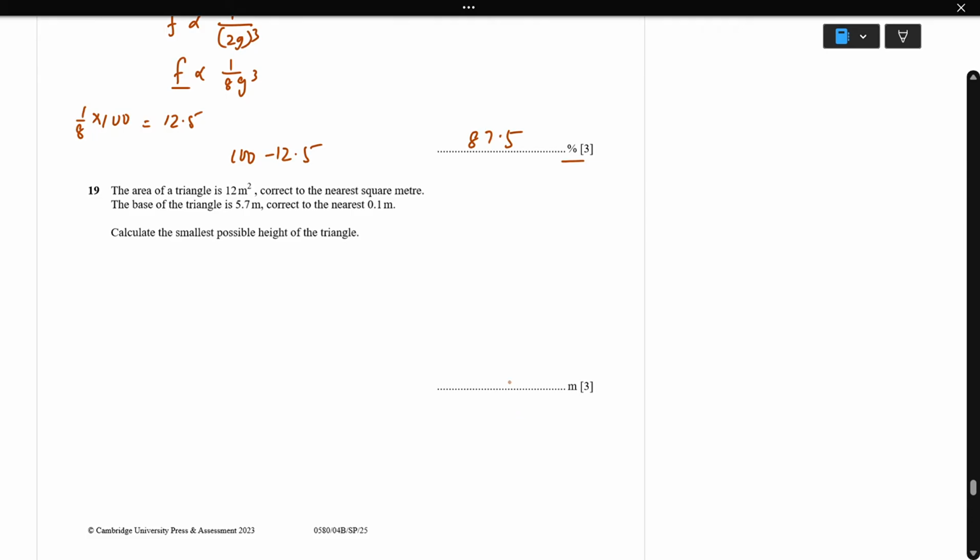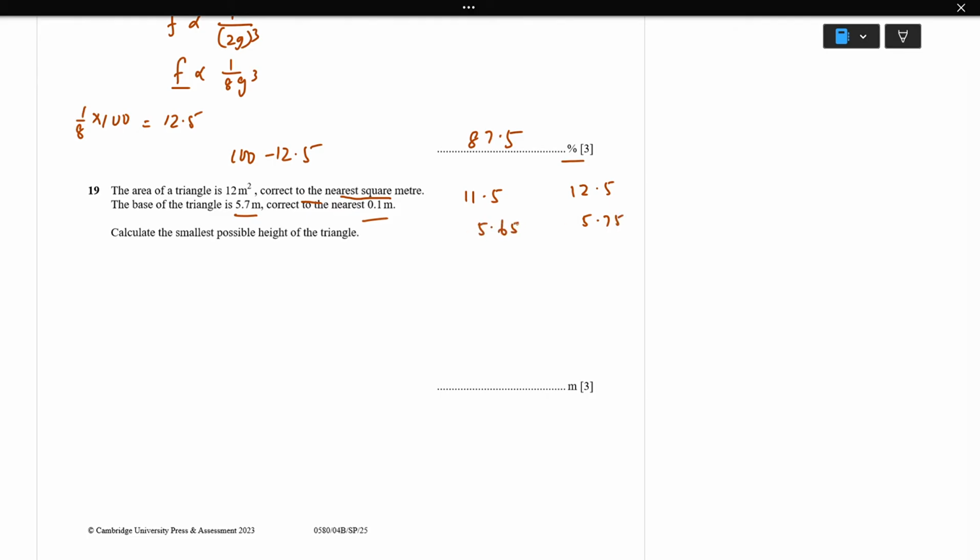Next, question 19. The area of a triangle is 12 square meters to the nearest square meter, and the base of the triangle is 5.7 meters to the nearest 0.1. So here we need upper bounds and lower bounds. The upper bound of the area is going to be 12.5 and the lower bound is going to be 11.5. For 5.7 to the nearest 0.1, it is 0.05 up and 0.05 down, so 5.75 is the upper bound and 5.65 is the lower bound.